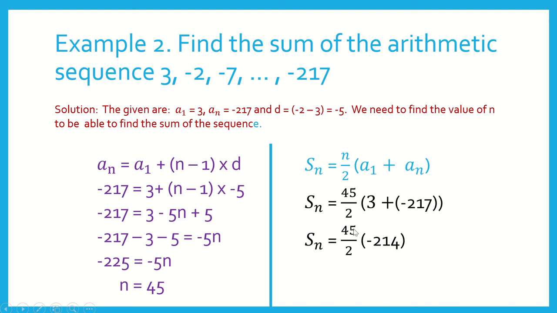Again, we cannot simplify 45 over 2. That will not come up with a whole number. So we try this one. Negative 214 divided by 2 will give us negative 107. So we multiply negative 107 by 45. 45 times negative 107 will give us negative 4,815 as the sum of this arithmetic sequence.